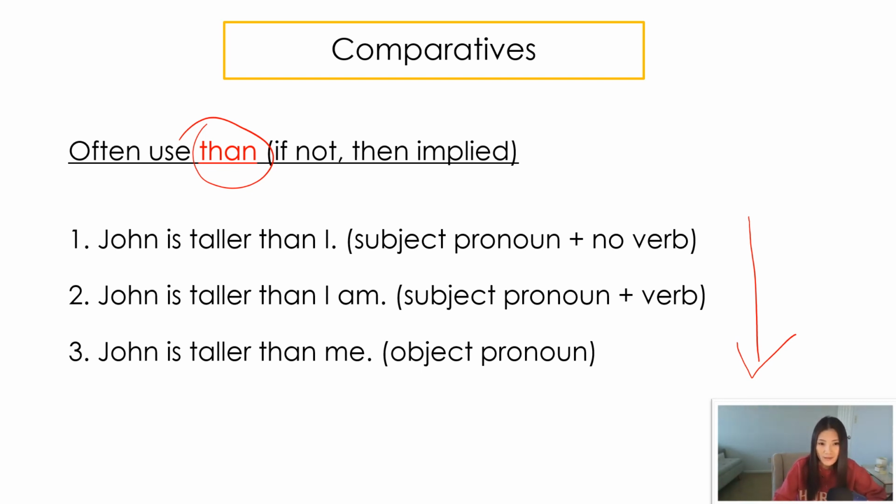Number 3 says, John is taller than me. And here, I think this is the most casual and commonly heard way to compare, which is just using an object pronoun. So that will be the least formal and the most casual.